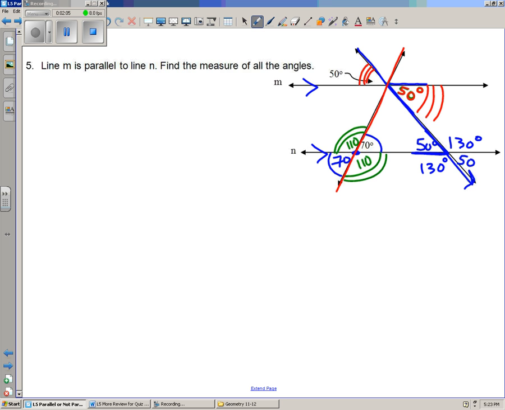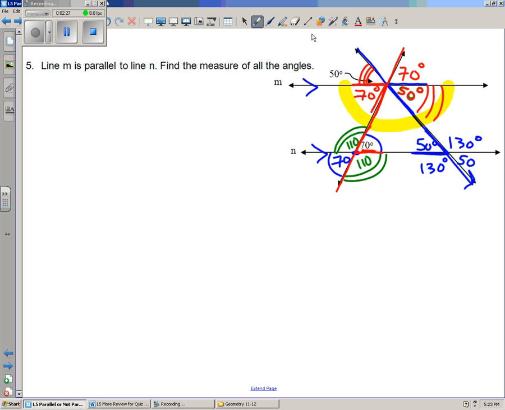And notice, now we have this 70 degrees, which is an alternate interior angle to this angle here. So this guy is also going to be 70 degrees, which makes its vertical pair over here 70. So now we have one more angle to get, which is the angle in between the 70 and the 50.